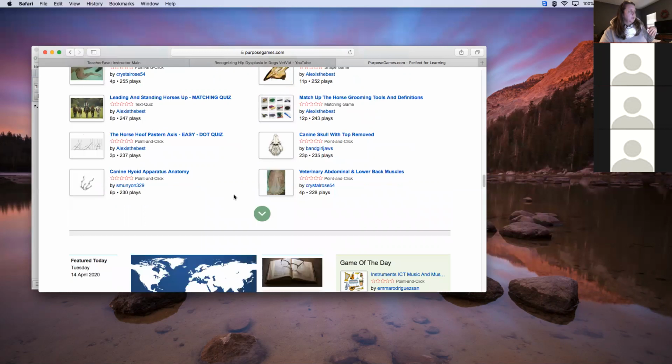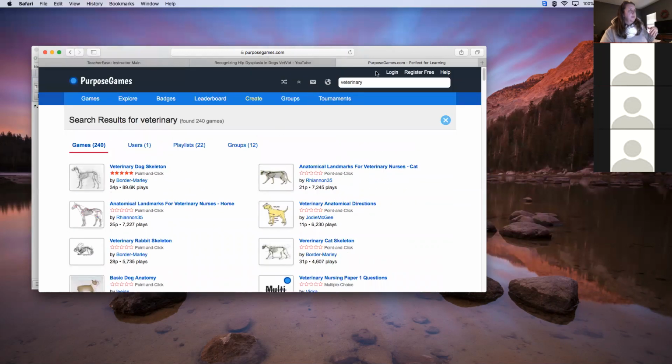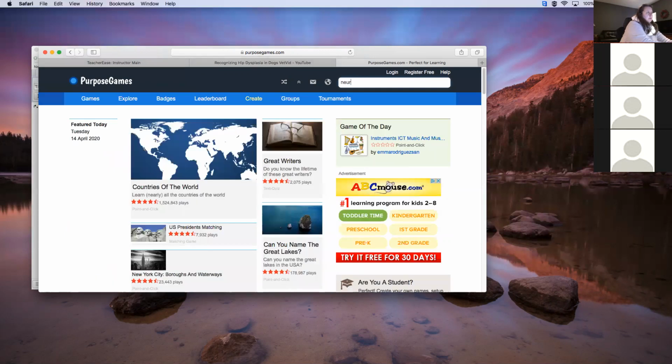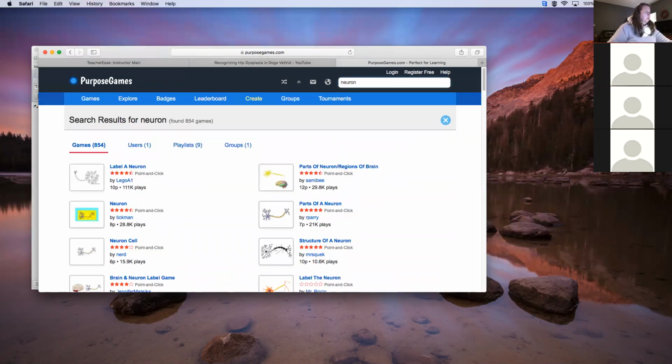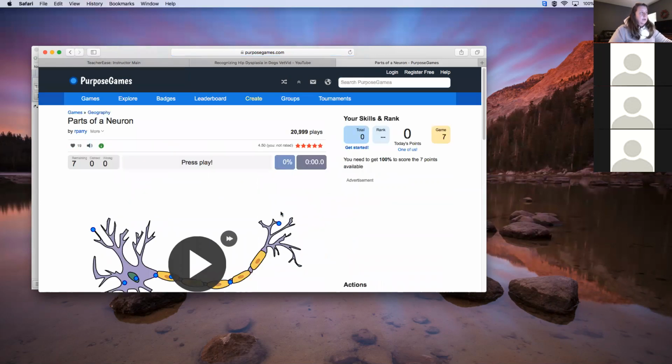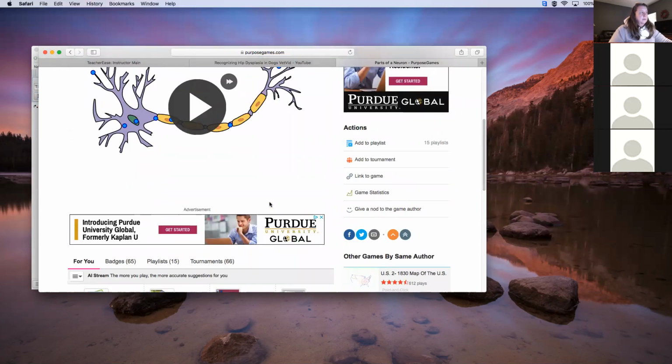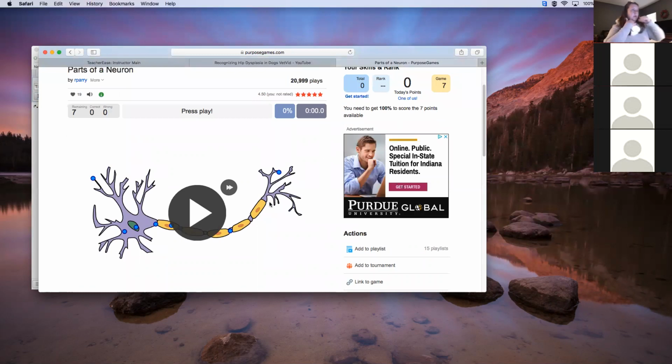I'm trying to find, let me just type in, hang on. Okay, parts of a neuron. This has 21,000 plays. Can everybody see this still? Okay. So here is a neuron. Hopefully you can still see this on my screen.